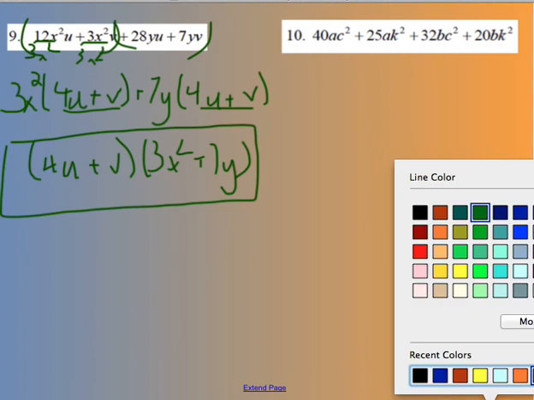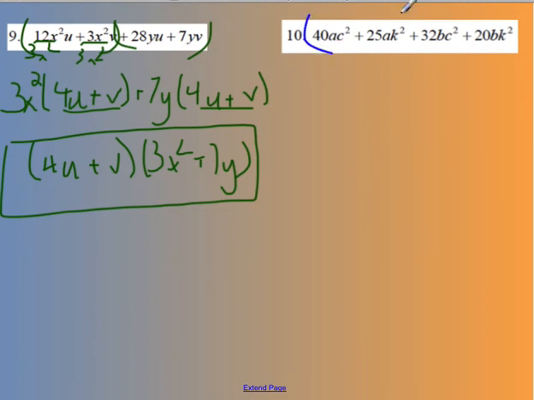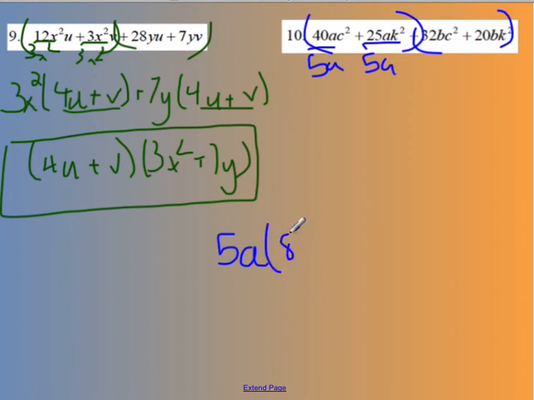Let's take a look at this last one, number 10. So we're going to set up our two groups. Between 40 and 25, you can take out a 5. I'm just going to write it down here so I have more space. You'll notice that there's an a in each term, so I can take out an a. And I can't take out a c squared or a k squared because they're not in both terms. So 40 divided by 5 is 8. A over a cancels, and I have c squared. 25 divided by 5 is 5. A over a cancels, and I have k squared.